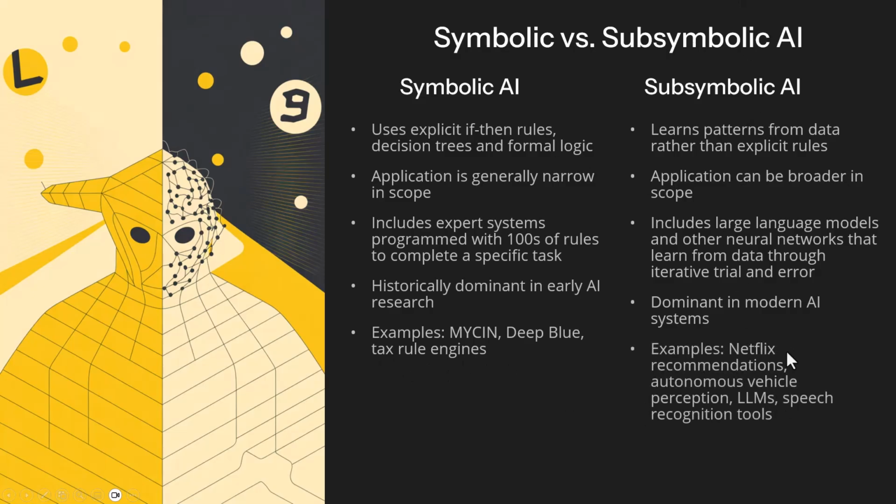Examples of sub-symbolic AI: Netflix recommendation systems, autonomous vehicle perception, large language models, speech recognition tools, and there's tons and tons of different things out there that you're probably familiar with today related to sub-symbolic AI. So these are the two main types of AI, you could say. But like I said, more recently we've had a lot more sub-symbolic AI, and a lot of this class is going to be focused more on the stuff on the right-hand side rather than the left-hand side.